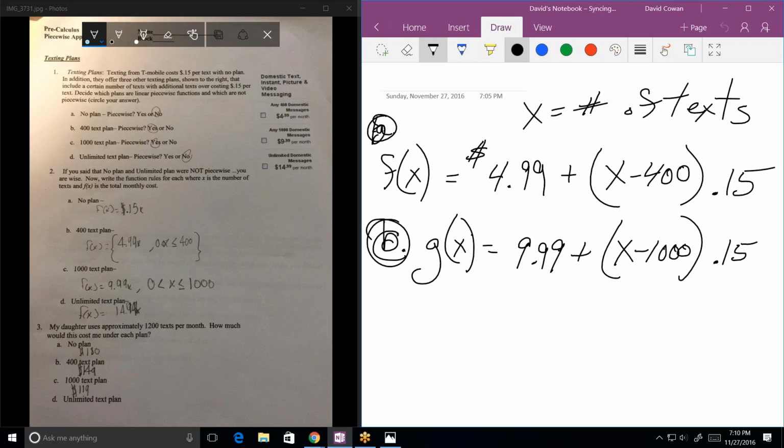And this also works if you send exactly 1,000 texts. You won't have any additional ones, and you'll pay $9.99. And finally, unlimited.